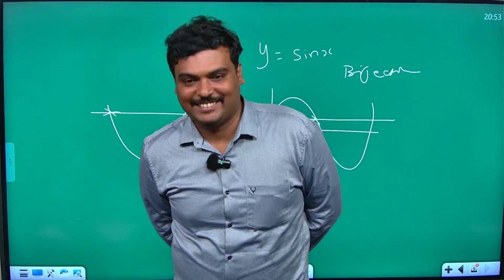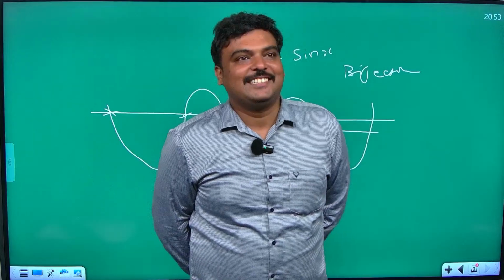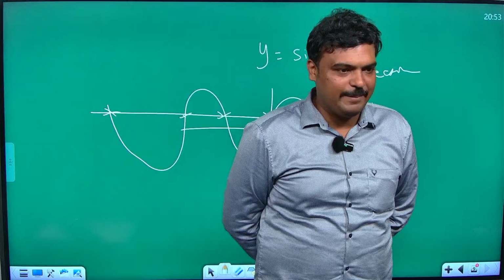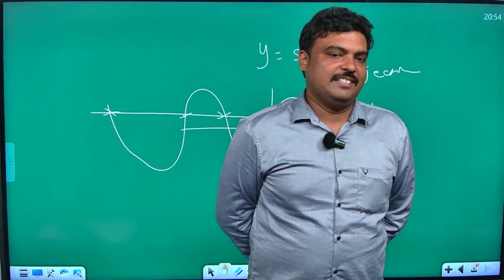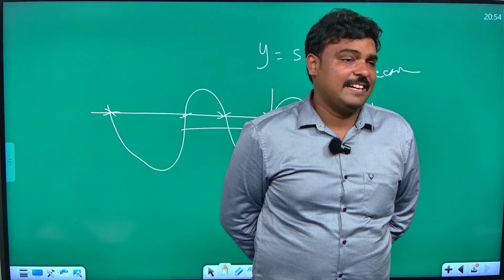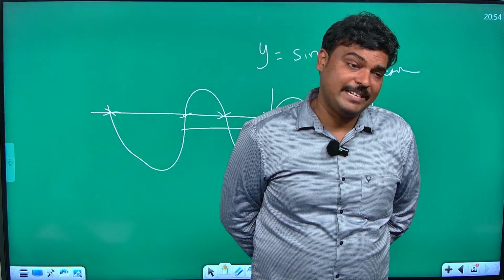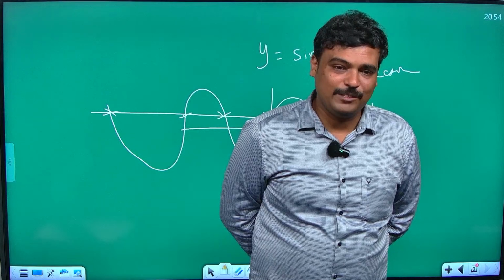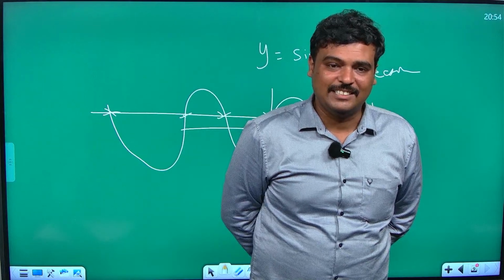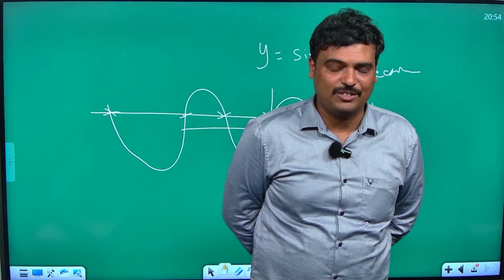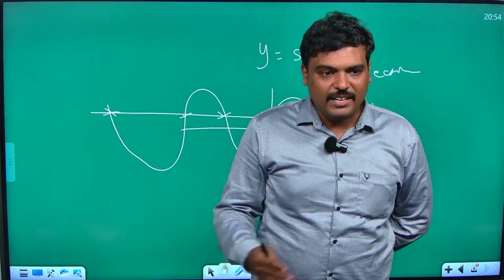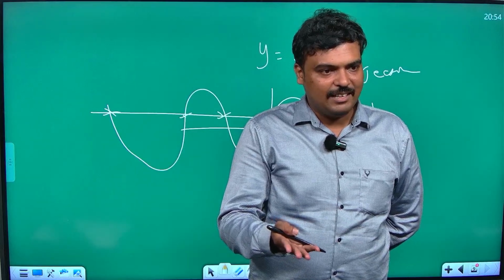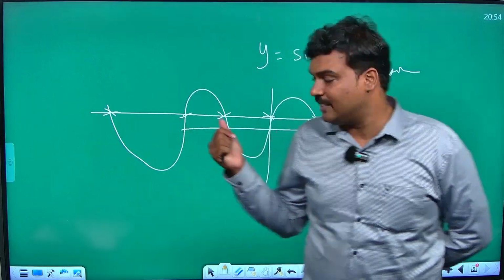Sin pi, 0. What is sin 2 pi? 0. What is sin 3 pi? 0. Sin 4 pi, sin 5 pi, sin n pi. What does this mean? Sir, I have given several inputs and it gives the same output. f of x1 is equal to f of x2 when x1 is not equal to x2, correct? Or my vertical line test, sorry.